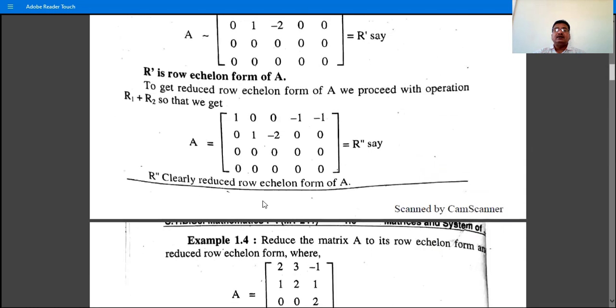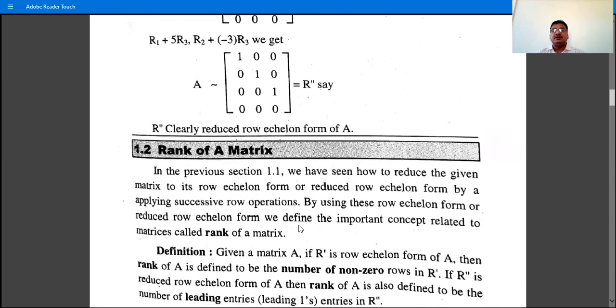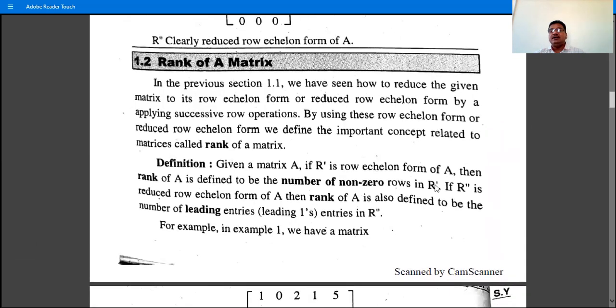And if we observe the reduced row echelon form, there are two leading ones, in the first column and the second column. So the rank of the matrix A is 2. So there are two definitions; apply the first definition or the second definition. That is, the number of non-zero rows in the row echelon form is called the rank of the matrix, or the number of leading ones or leading entries in R double dash, meaning in the reduced row echelon form, is the rank of the matrix.